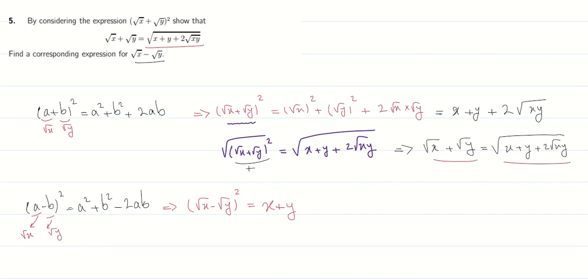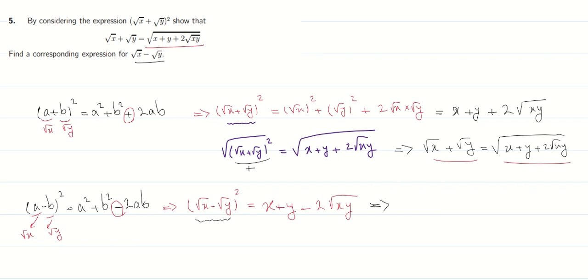Only in here we have a negative sign. On the previous part we had the positive sign. So we're just going to write minus 2 times the square root of xy. And as you know, we are looking for the corresponding expression for the square root of x minus the square root of y. We are not looking at the squared version. So what we should do, we should take a square root of both sides of the equation in here again.